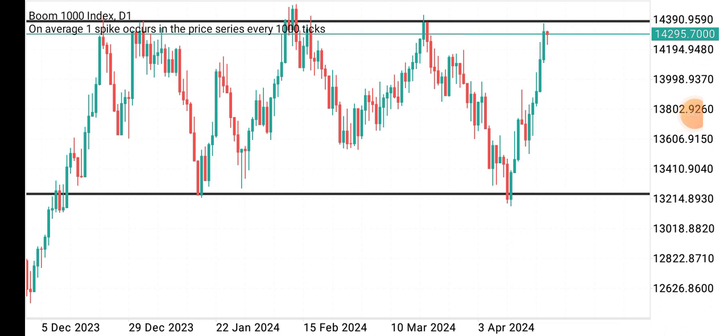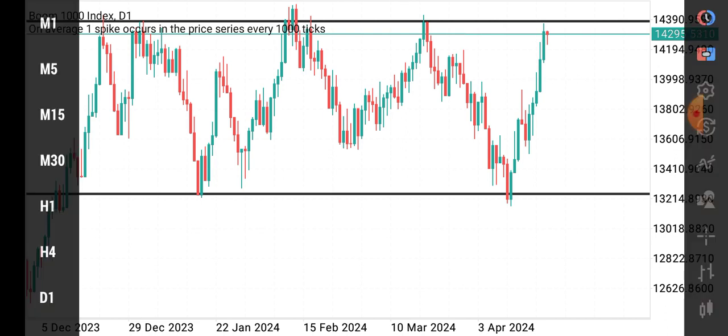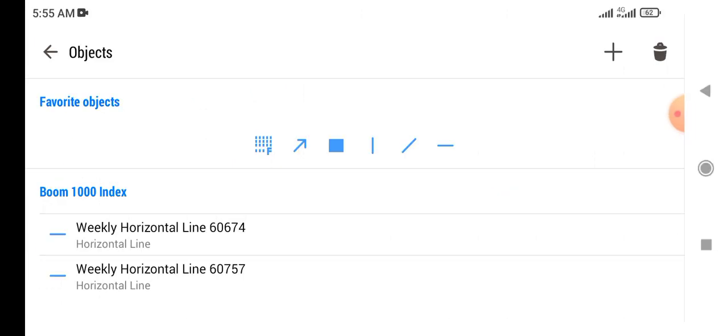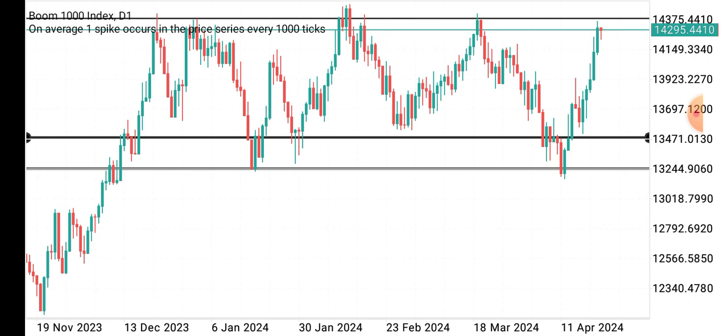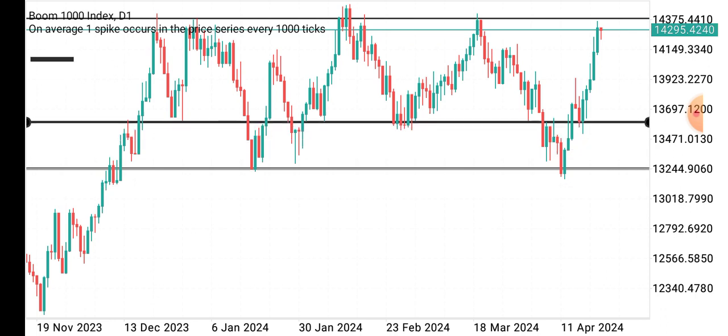All right, so looking at what we have here, I can't find a good key level on this particular chart, although I think this looks like a key level right here. Let me get this horizontal line and place it right here. This looks like a key level at this point.